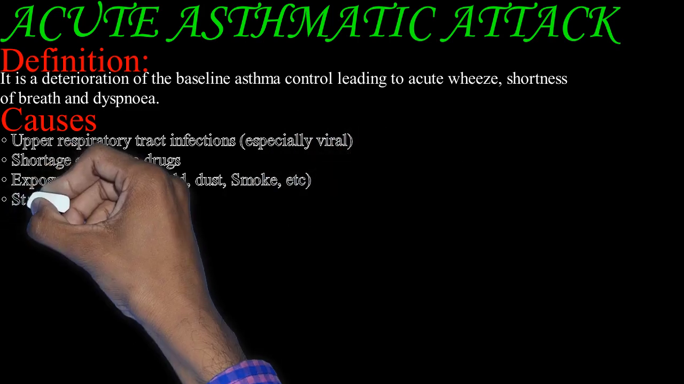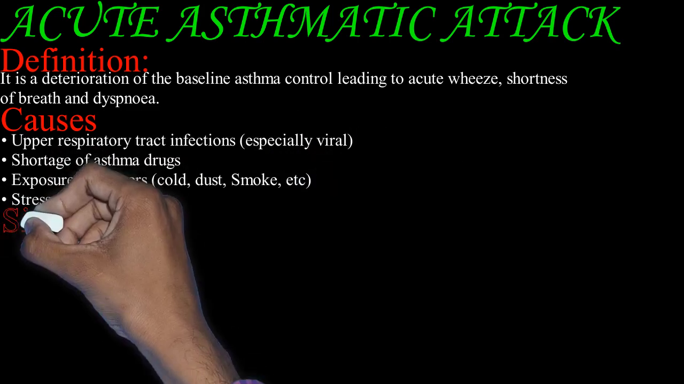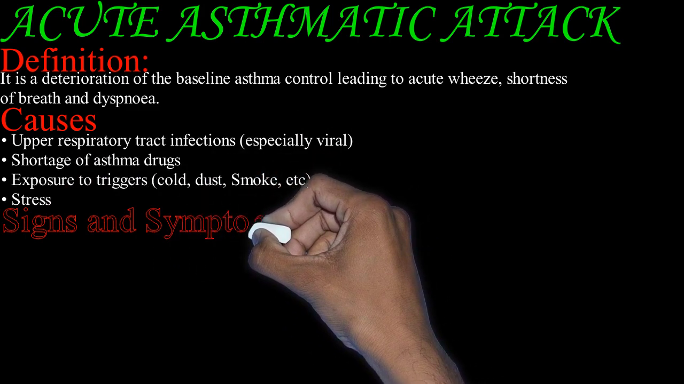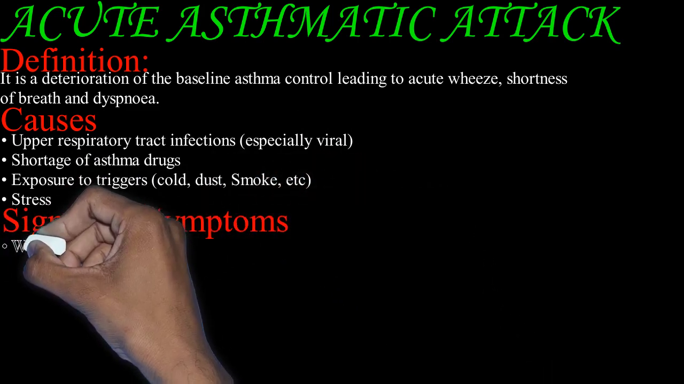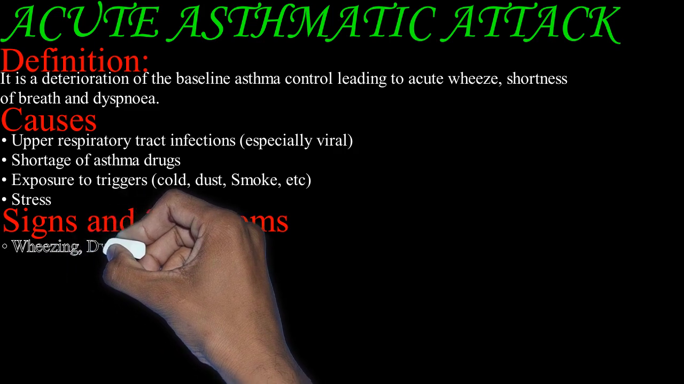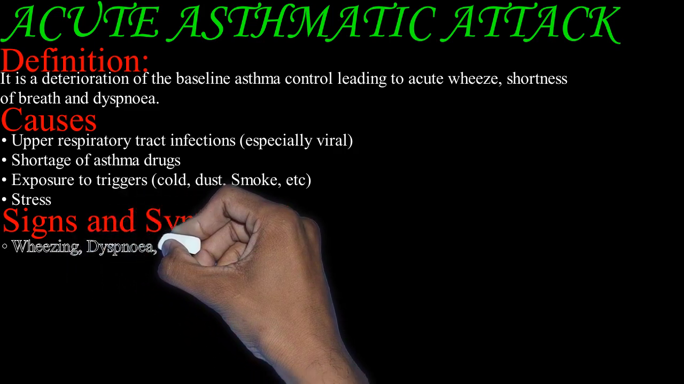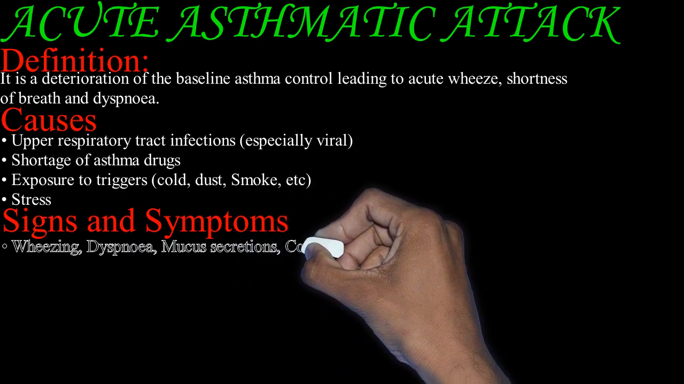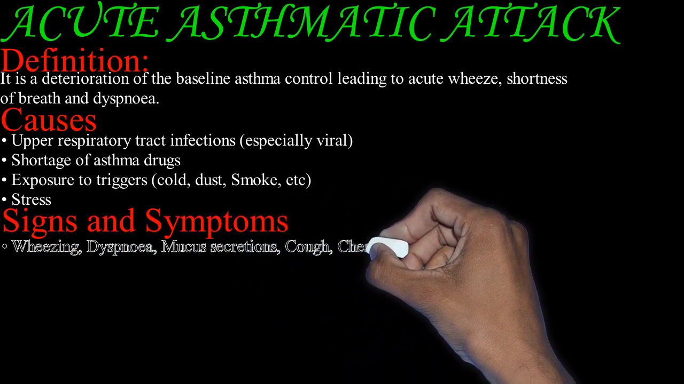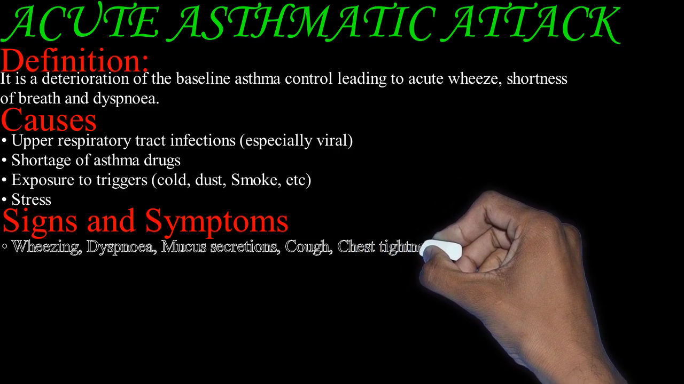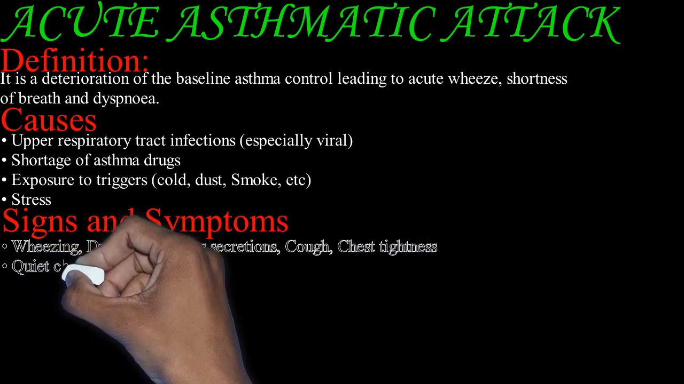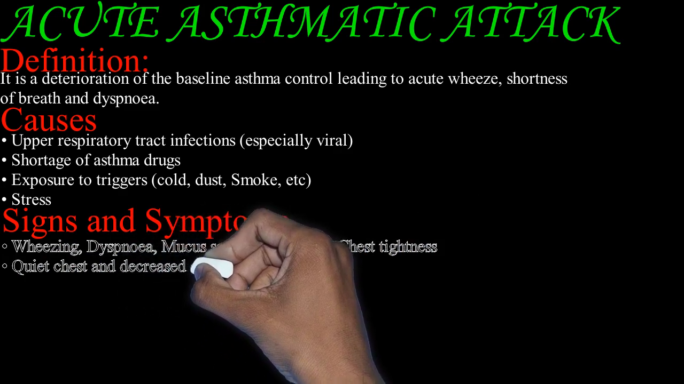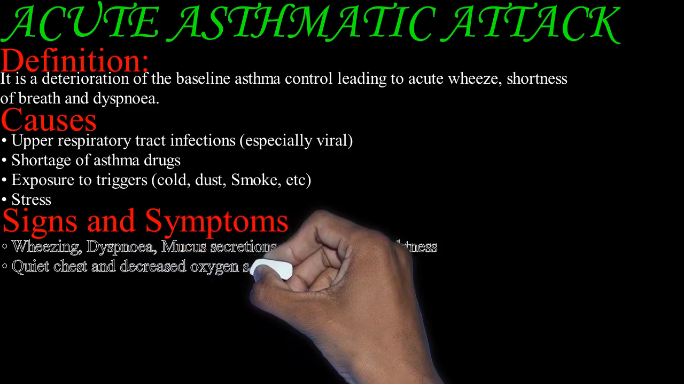What are the signs and symptoms of a patient having an acute asthma attack? Patient may present with a dry cough, maybe a nocturnal paroxysmal cough, chest tightness. They may have dyspnea, there may be an evident wheeze. On examination, you may reveal a quiet chest. There may also be features of decreased oxygen circulation, although this may be suggestive of severe asthmatic attack.